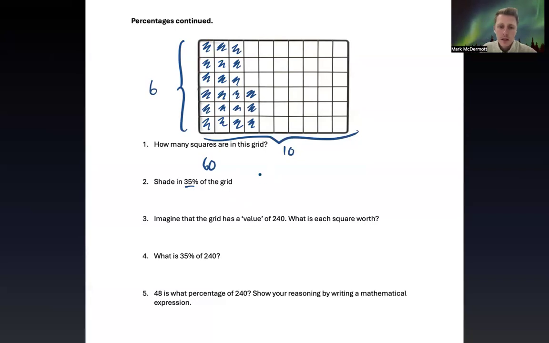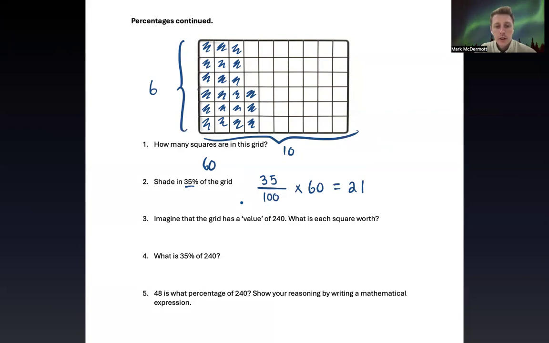Okay, another way to think about it, if you're really unsure and you prefer to use formulas to work out how many squares you need to shade, you do 35 over 100, so 35% multiplied by, well, there's 60 squares in total. And I guarantee you that will come up to be 21. And that's actually how many squares I've shaded in. 1, 2, 3, 4, 5, 6, 7, 8, 9, 10, 11, 12, 13, 14, 15, 16, 17, 18, 19, 20, 21. So that checks out.